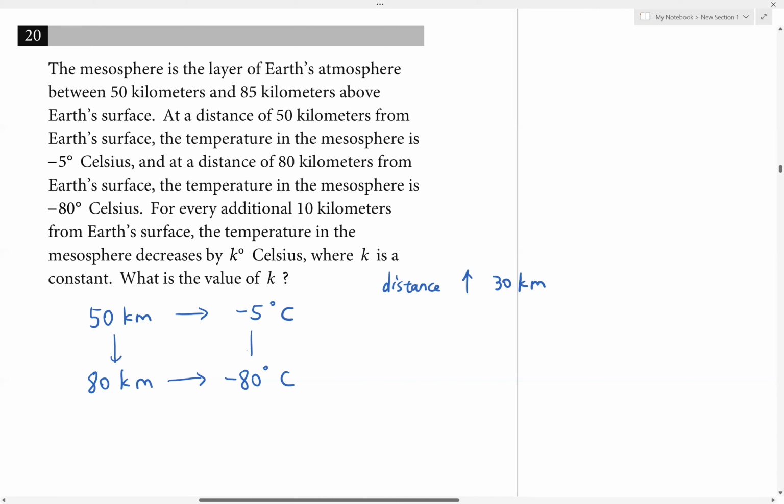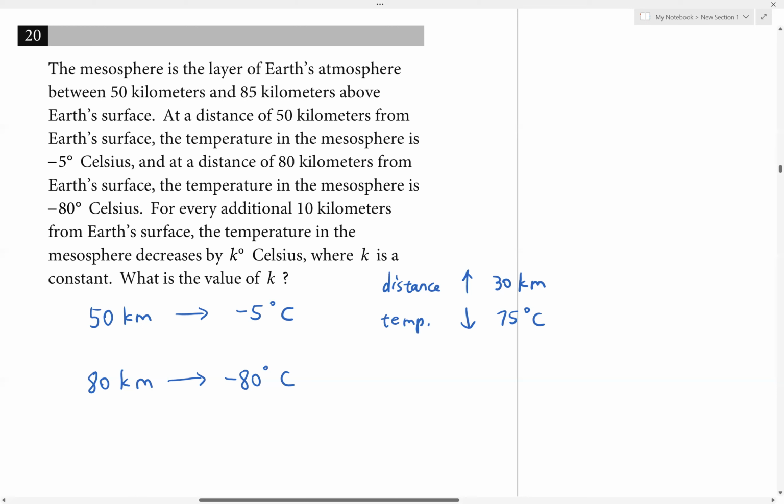And the temperature, we said the temperature decreased, but it decreased by how many degrees? It decreased by 75, from -5 to -80. That means the difference here should be 75 degrees, because we do -5 minus 75, we get -80. So the temperature decreased by 75 while the distance increased by 30. The question says for an additional 10 kilometers, how much does the temperature decrease? So at 30 kilometers, it decreased by 75.